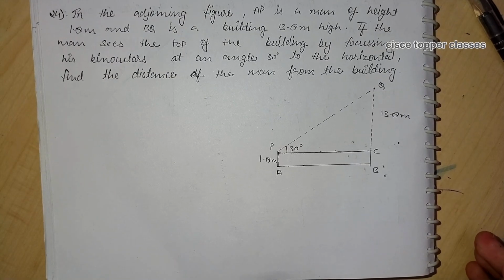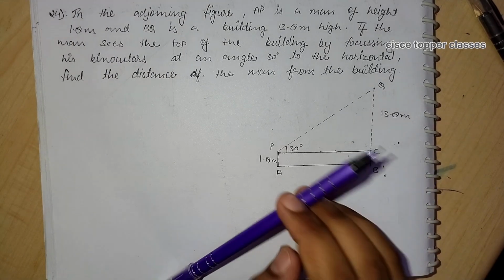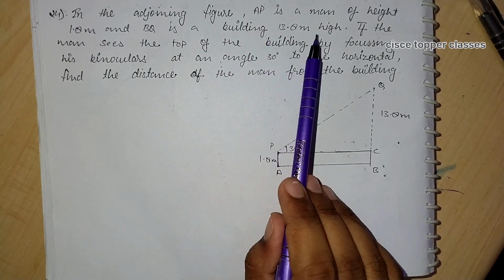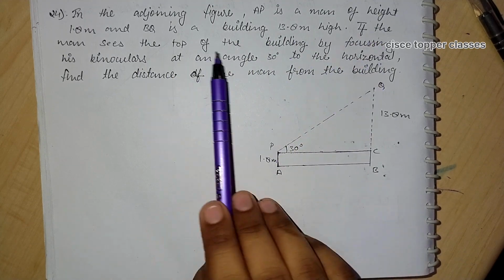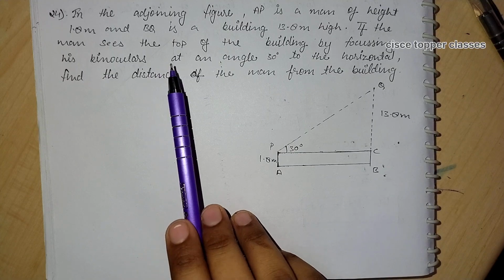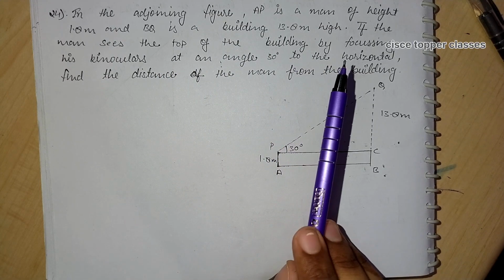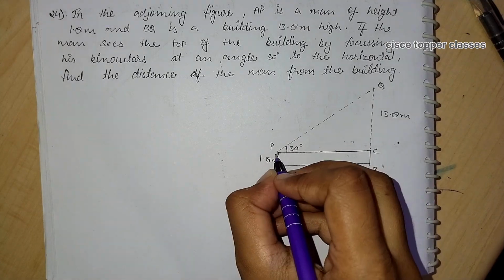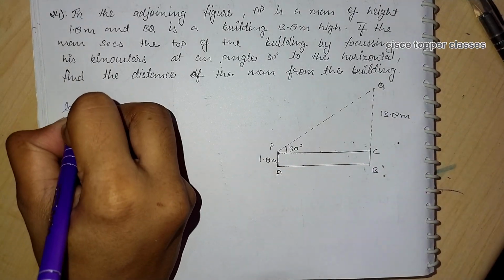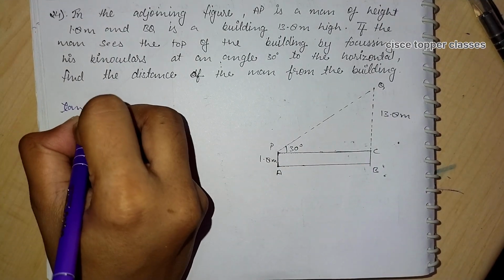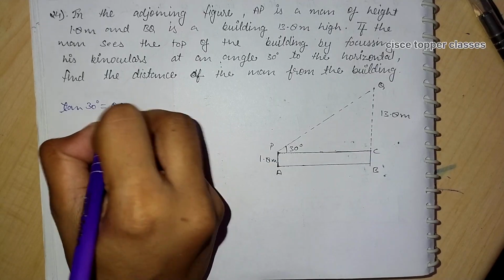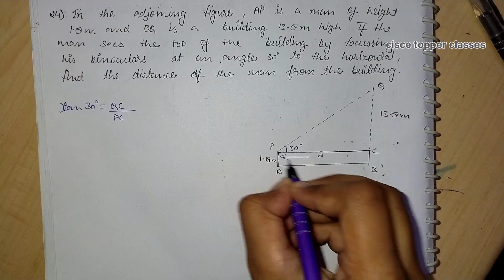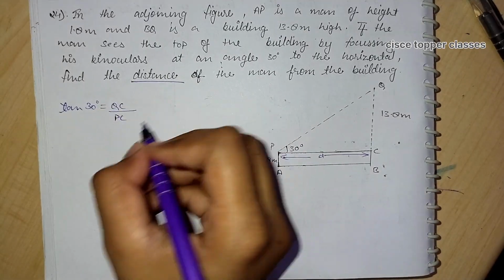Solve here question number 24. In the adjoining figure, AP is a man of height 1.8 meter and BQ is a building 13.8 meter high. If the man sees the top of the building by focusing his binoculars at an angle 30 degree to the horizontal, find the distance of the man from the building. So we have to find the value of PC here. We can write here, because angle is given to us, tan 30 degree as perpendicular by base. And we have to find the PC here.